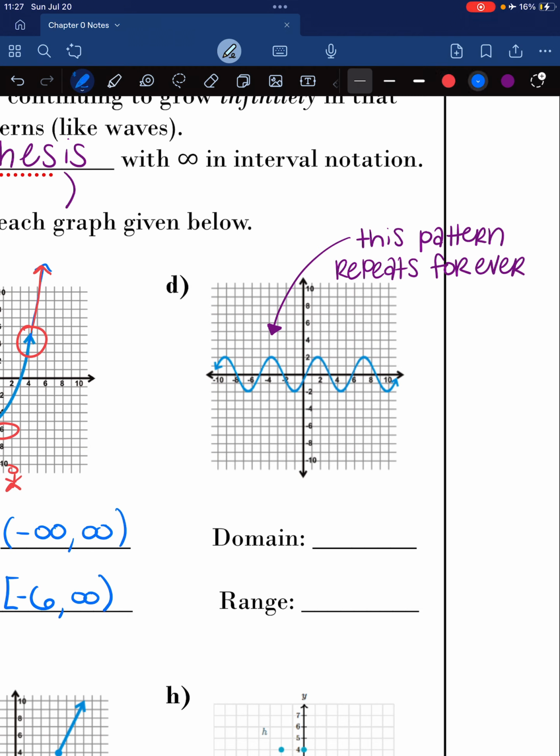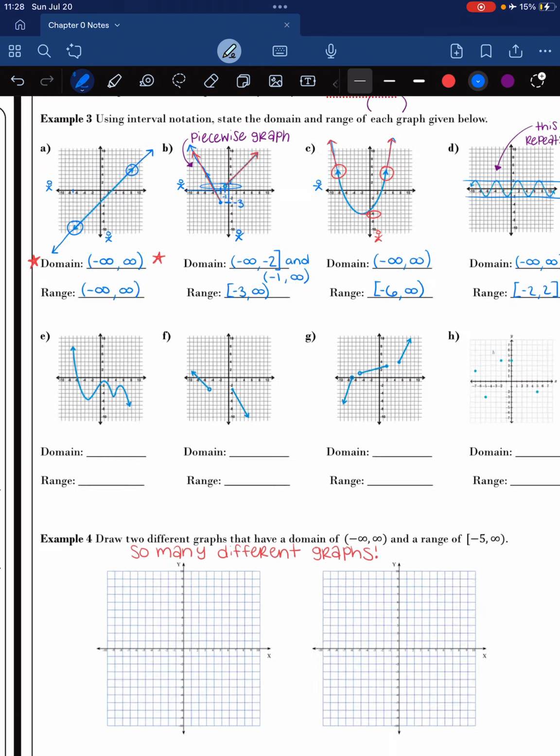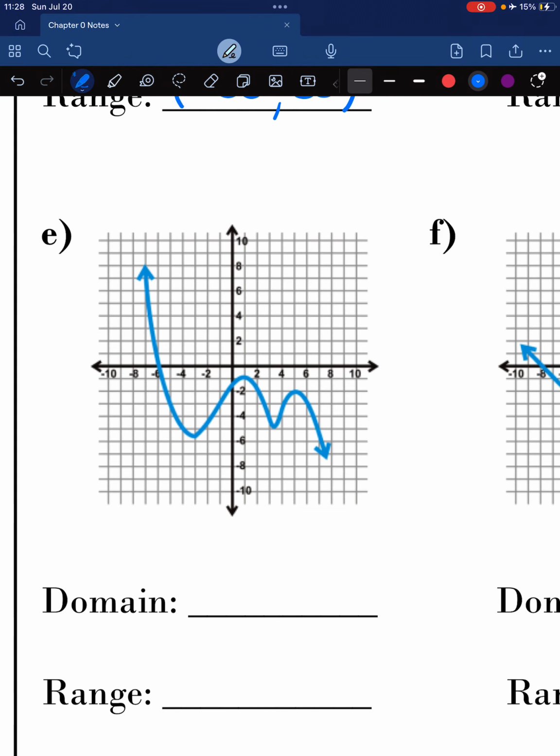Okay, so if we assume this pattern repeats forever, then the domain, it goes left and right forever, negative infinity to infinity. But then the range, like I said earlier, it only bounces between those two values. It's everything in between -2 and +2, but it never goes above or below that. So -2 to +2. So just be careful and look out for those repeating patterns. That's something that you're going to have to decide for yourself.